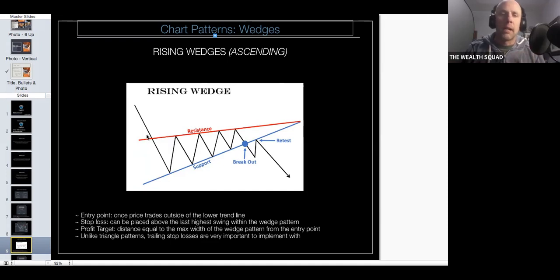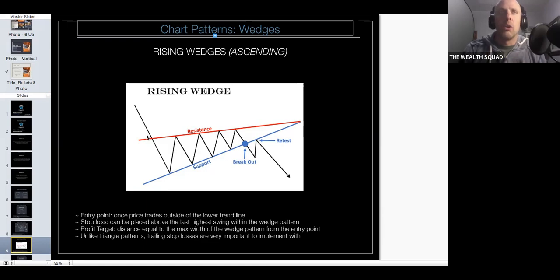And unlike the triangle patterns, the trailing stop losses are important with the wedge patterns, because price action isn't as predictable with the wedge patterns as it is with the triangle patterns.